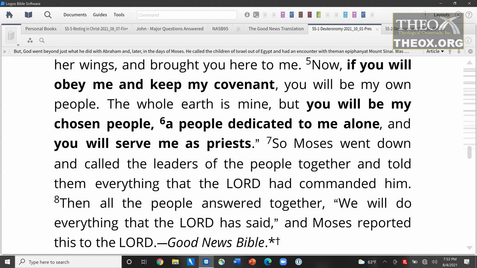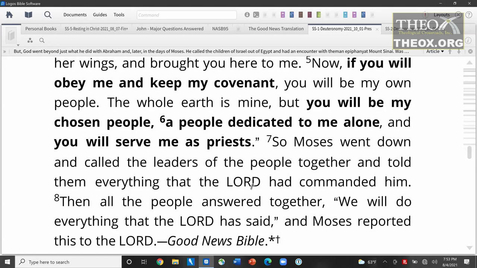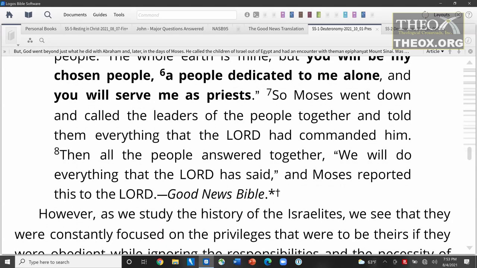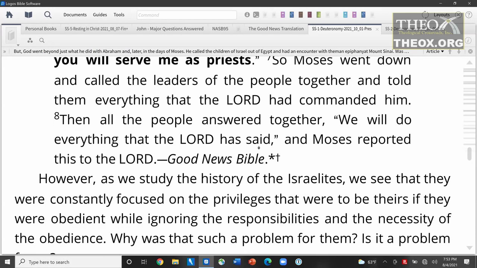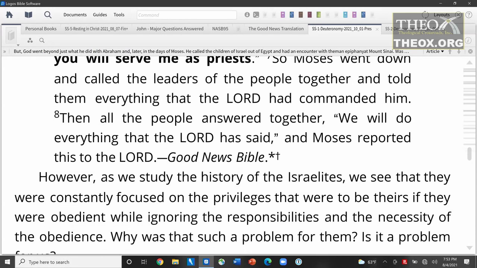So Moses went down and called the leaders of the people together and told them everything that the Lord had commanded him. Then all the people answered together, "We will do everything that the Lord has said." And Moses reported this to the Lord. Wow. Okay, that's the beginning of craziness.